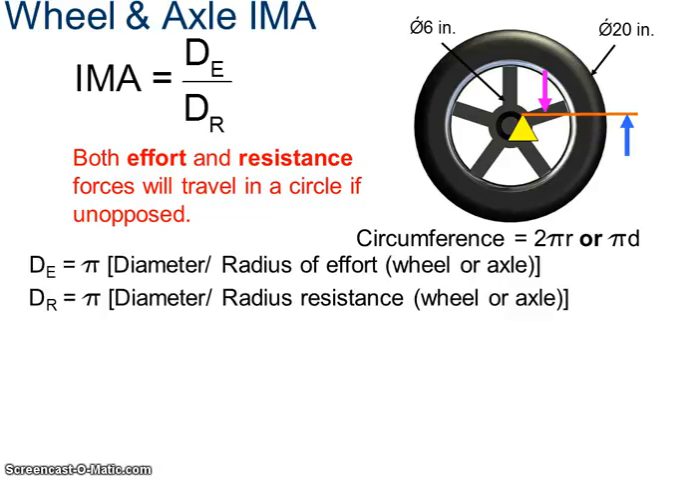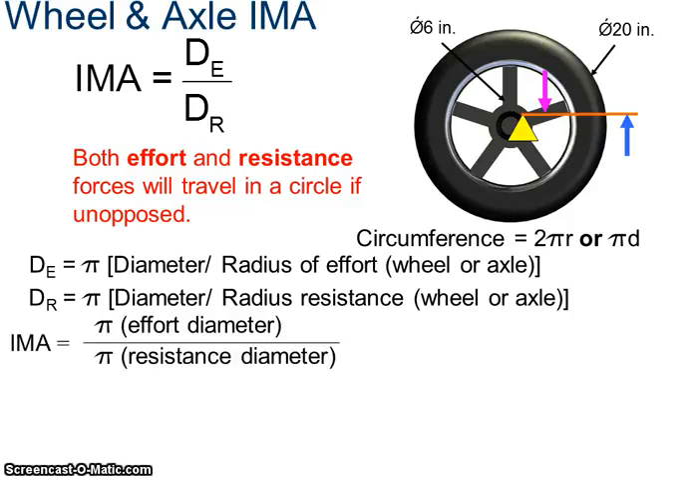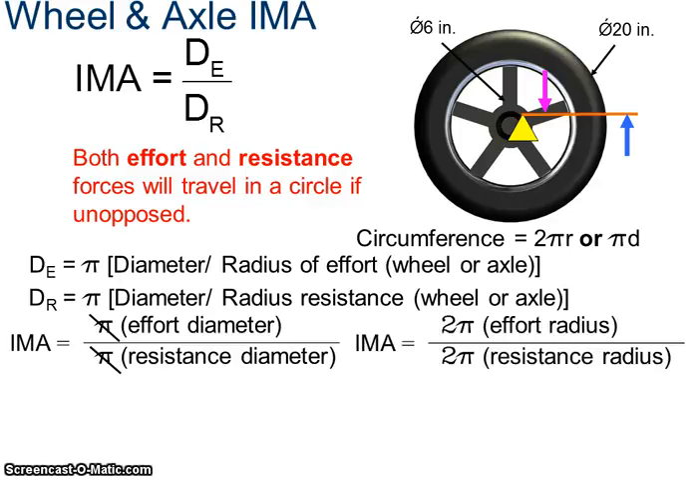So they're telling us that our effort distance is either the diameter or the radius of the effort, which is either the wheel or the axle, depending on if we have a steering wheel or a wheel on a car. The resistance distance is the same. So if we have our IMA formula as pi times our diameter, the pi's are going to cancel, and all we have is dE, our effort diameter, over dR, our resistance distance. Same way if we use 2 pi r, those 2 pi's will cancel out. All this is showing you is that dE over dR in a circle, in that wheel, is still going to be dE over dR.